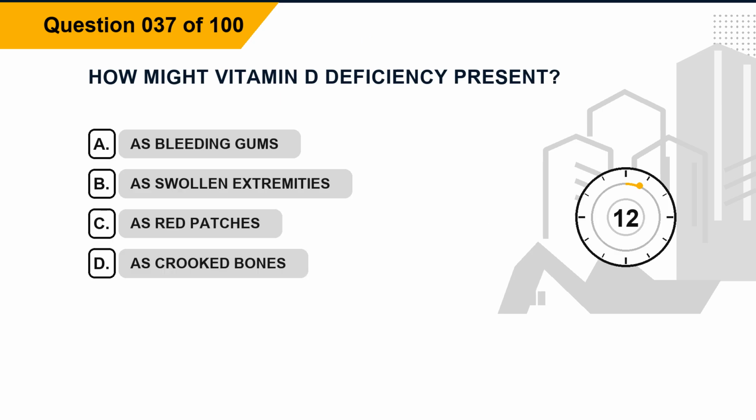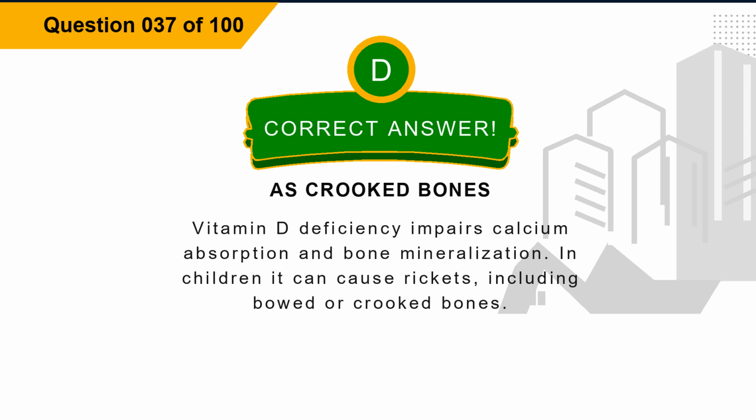Question 37. How might vitamin D deficiency present? Option A, as bleeding gums. Option B, as swollen extremities. Option C, as red patches. Option D, as crooked bones. The correct answer is option D, as crooked bones. Explanation: vitamin D deficiency impairs calcium absorption and bone mineralization. In children it can cause rickets, including bowed or crooked bones.